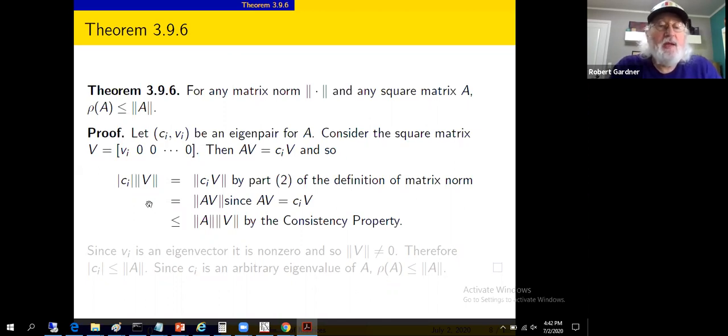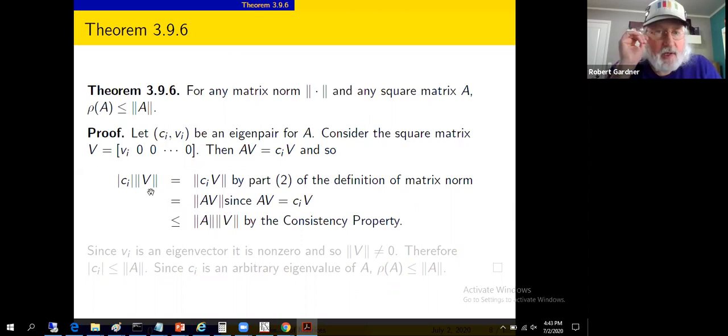So if we consider the modulus of c_i, it might be complex, so I'm needing to use moduli instead of absolute values, times the norm of matrix V, the matrix norm, right? Any matrix norm.